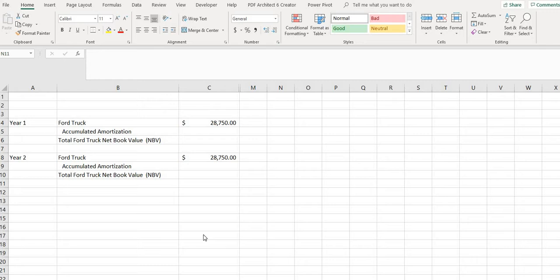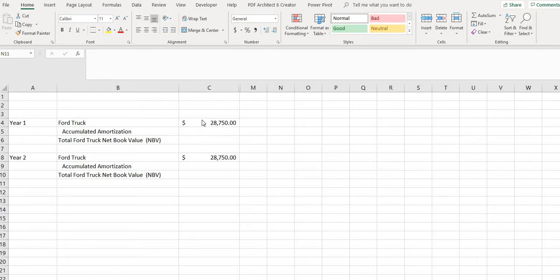In this tutorial we are going to learn how to calculate amortization or depreciation using a method called the declining balance method that we talked about in class, as it refers to a Ford truck that was purchased by the company. If you recall, the purchase price of the Ford truck before HST was $28,750.